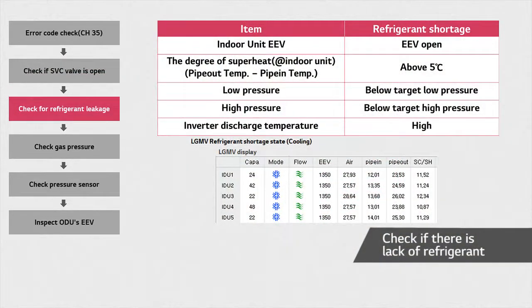In order to solve this problem, start by checking if the refrigerant is insufficient using LGMV. Through LGMV, you can also check the cycle. You can tell that the refrigerant amount is lacking when the indoor unit EEV is fully open and the degree of superheat at the indoor unit is above 5 degrees. Superheat is the difference between the pipe out temperature and the pipe in temperature of the indoor unit.